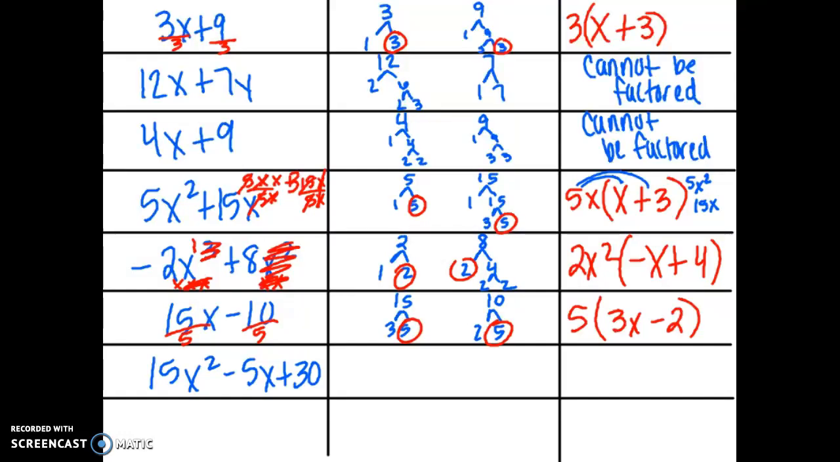All right, for the last one, I have 15x squared minus 5x plus 30. So I'm looking at 15, 5, and 30. All of my terms do not share the same variable. My first two do, but the last one does not. So I can't do anything with that. So 15 can be factored by 3 times 5. 5 can be factored by 1 times 5. And 30 can be factored by 5 times 6. And 6 can be factored by 2 times 3.